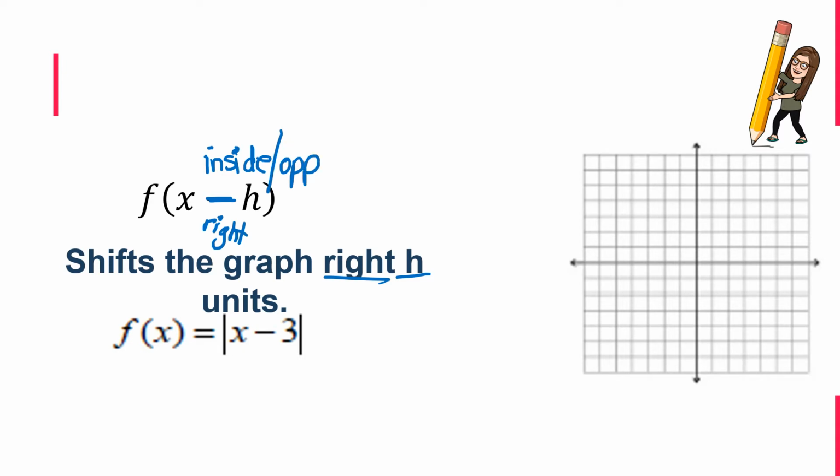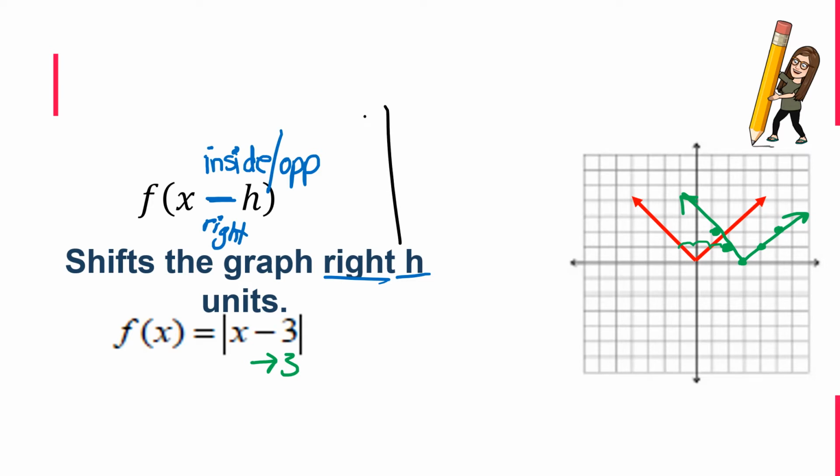All right, so let's just try a quick graph. If this is my parent function, and mine says subtract 3, that means shift every point right 3, right 3, right 3, right 3. I moved or slid, or hey, let's talk about geometry, translated my function right 3.